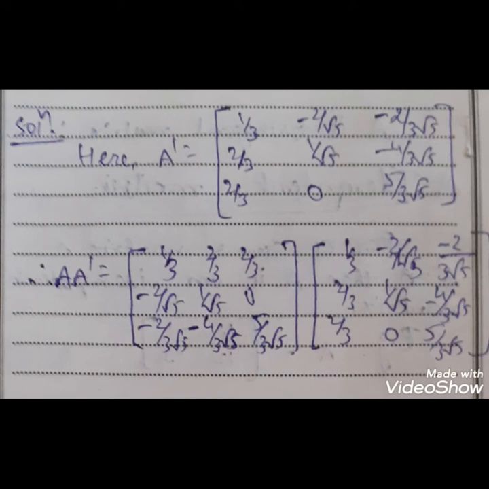Similarly, third row with first column, it will be minus 2/(9√5) plus minus 8/(9√5) plus 10/(9√5). Third row with second column, we get 4/(3·5), that is 15, minus 4/15, plus 0. With the third column we get 4/45 plus 4/(3√5) into 4/(3√5), that is 16/(9·5), 5 nines are 45, means 4/45 plus 16/45 plus 5 into 5 is 25 upon 9 into 5 is 45, plus 25/45, that is 45/45.